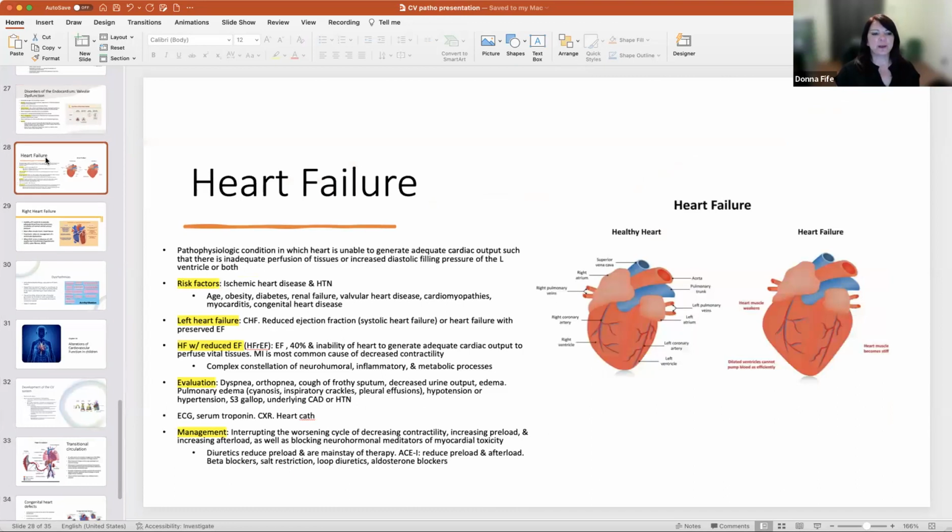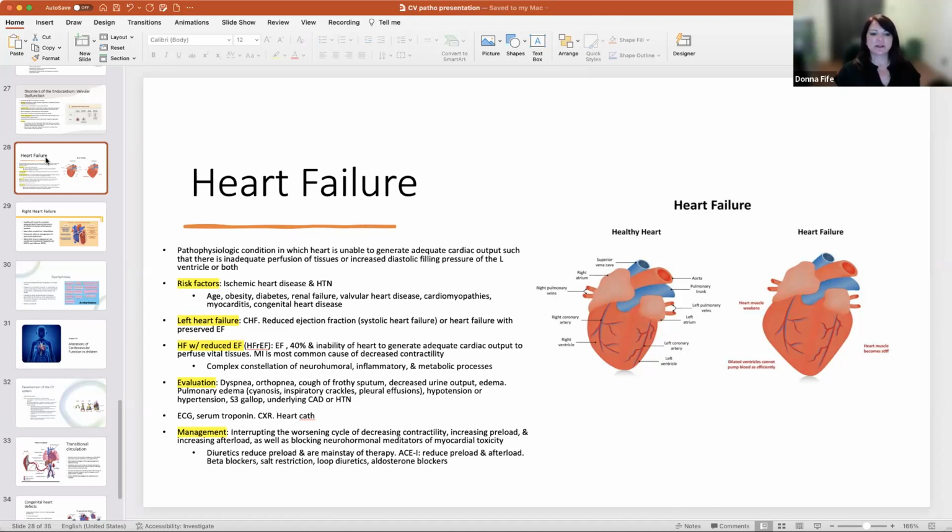Heart failure is a pathophysiological condition in which the heart is unable to generate adequate cardiac output, such that there is inadequate perfusion of tissues or increased diastolic filling pressure of the left ventricle, or both. Ischemic heart disease and hypertension can lead to heart failure. Other risk factors: age, obesity, diseases such as diabetes, renal failure, valvular heart disease, cardiomyopathies, myocarditis, and congenital heart disease.